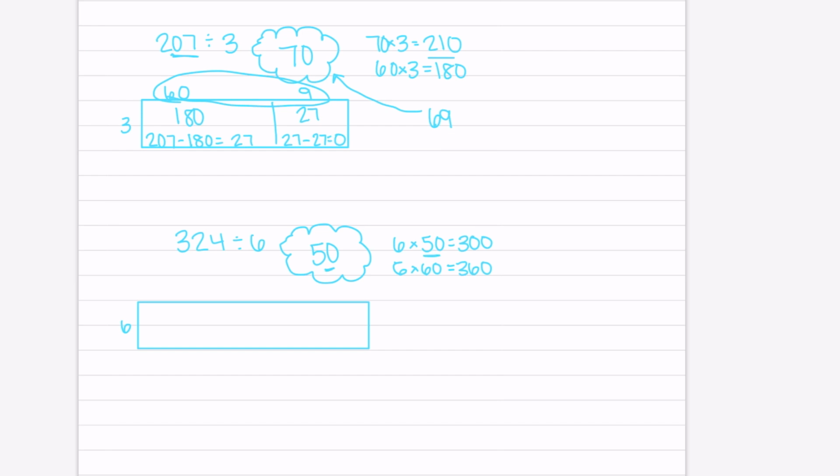My first estimate was 50, so I know that 50 groups of 6 is going to give me an area of 300. So starting with 324, I'm removing 300 of the area, and I'm left with 24. Okay, so I need to take away something from this 24 to see what's left, and I know that 4 times 6 is 24. 24 minus 24 is 0. I'm going to adjust my rectangle and know that my quotient is 54.